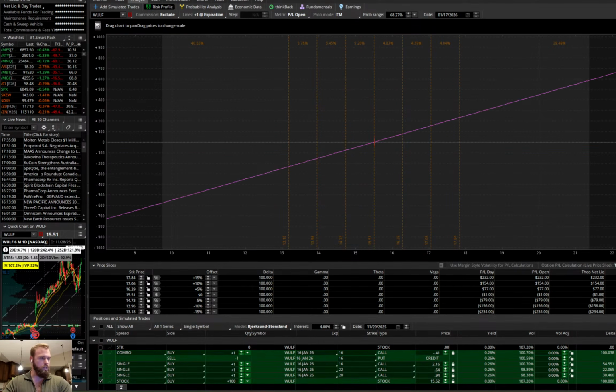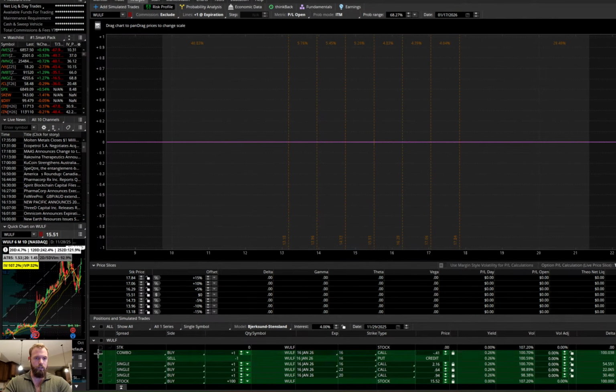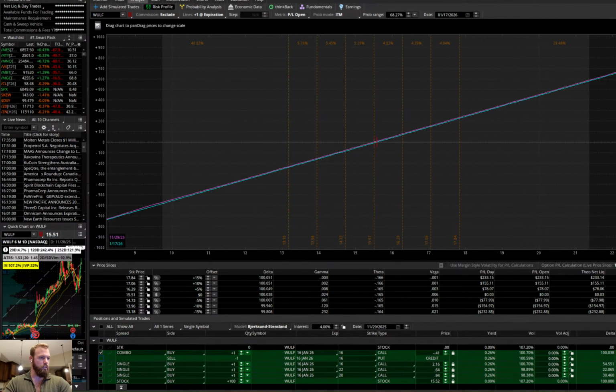So the long stock, if you get your favorable move, you get 77 bucks. If you get your 10% move, you make 154 bucks. If you get your 15% move, you get 232. I'm just going to stop it at 15% because I think the point will be clear within these ranges. Now let's take a look at our synthetic long. The synthetic long is 77. 10% is 155, and then 233.